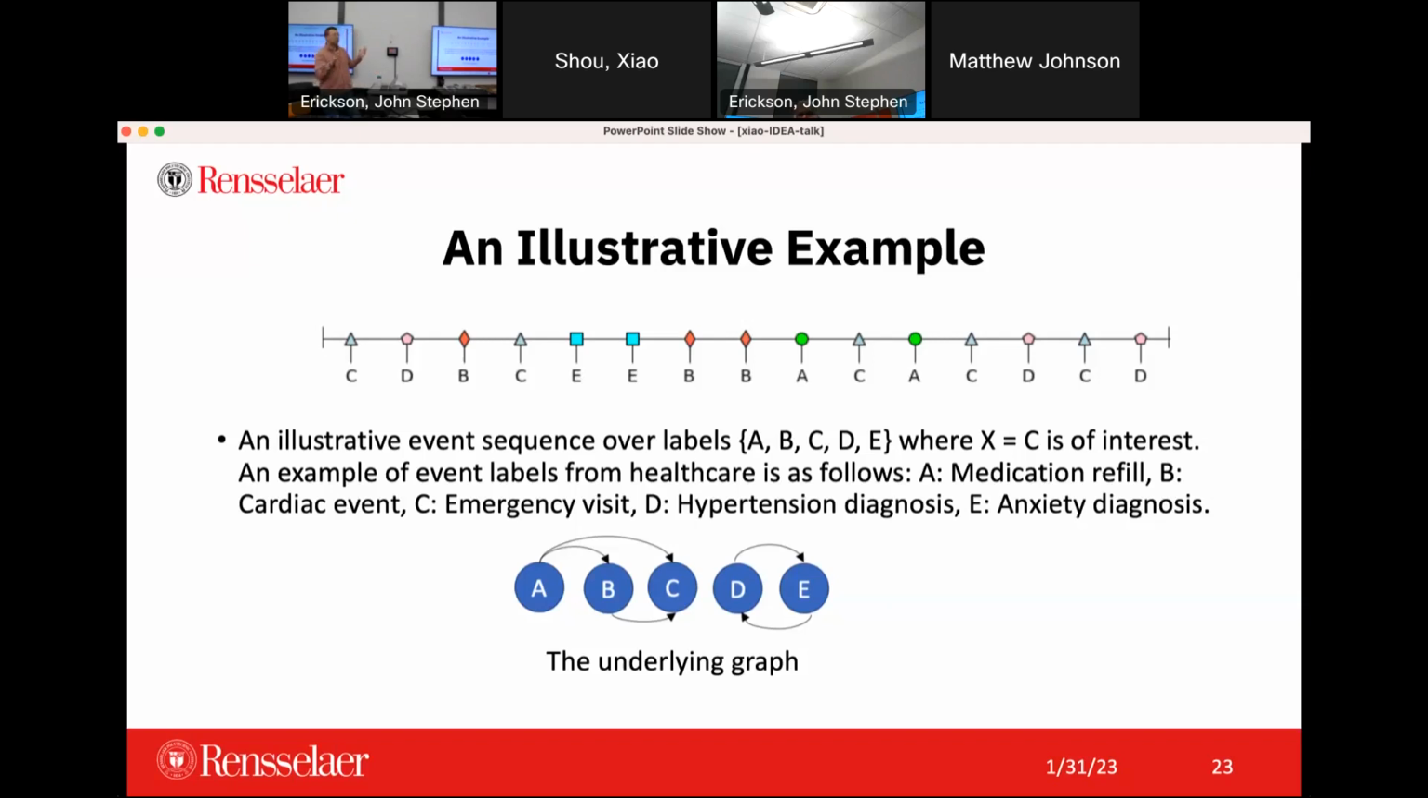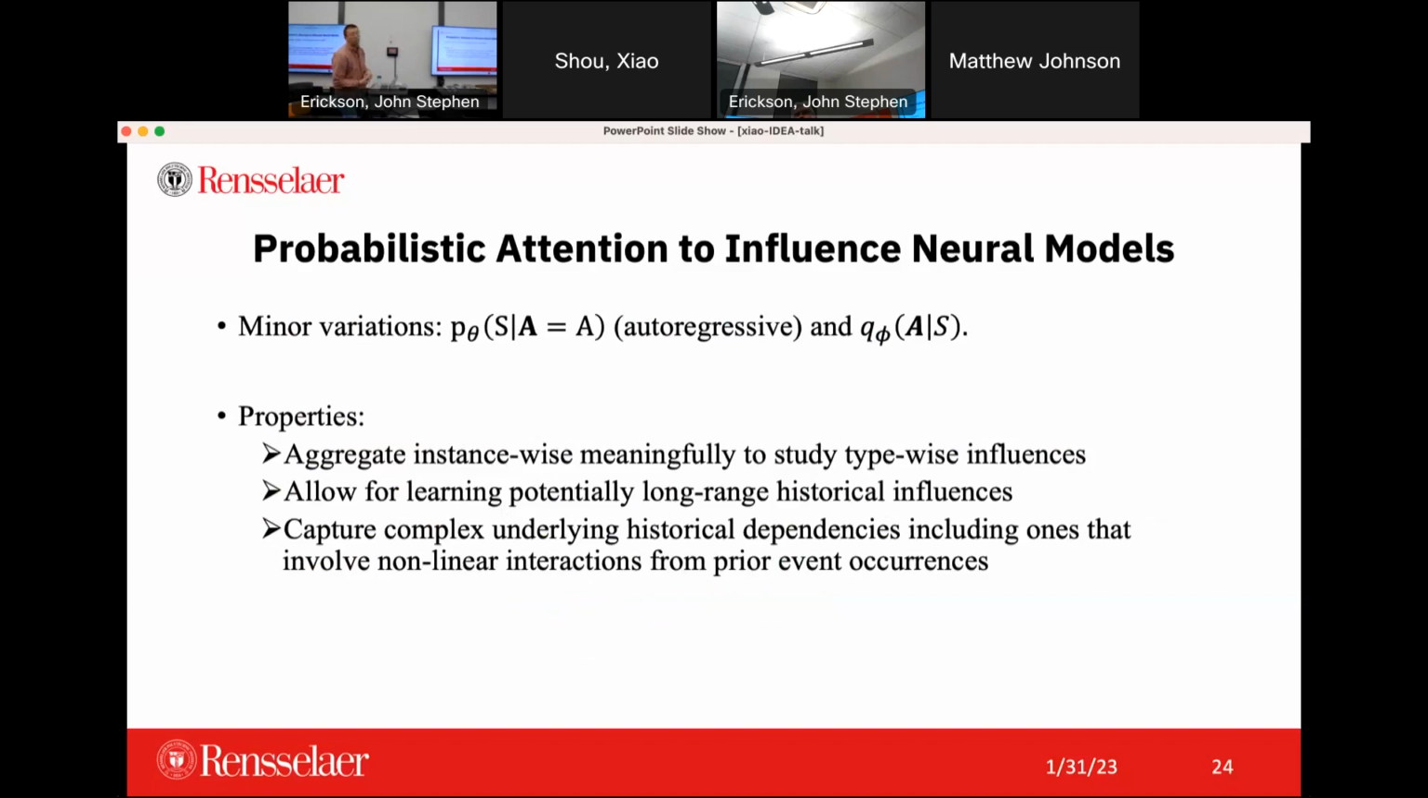Now here we're interested more in the structure, which are the events that influence C, that have an impact on the arrival of C. Here it will directly be A and B, right? And we can actually do this with a slight change of our previous model. So this is our probabilistic attention to inference neural model, by changing the likelihood term and modifying a little bit the posterior term. We can change it, and then it will still aggregate meaningfully instance-wise to study the type-wise inference, and still capture the long-range historical influences and the potential dependencies that involve nonlinear interactions.